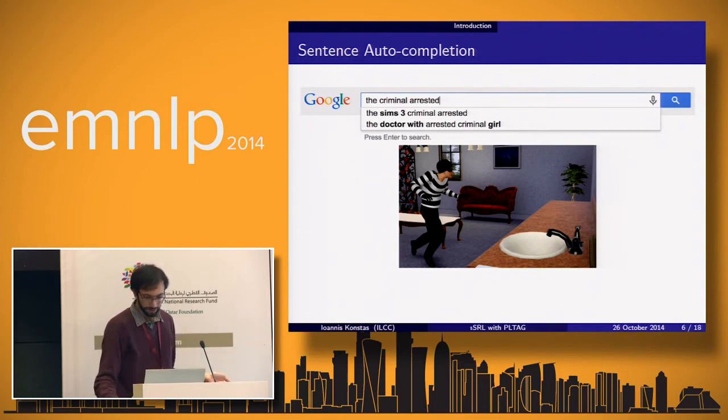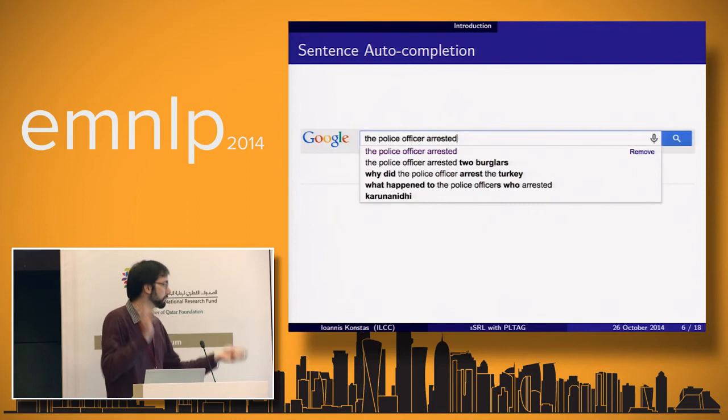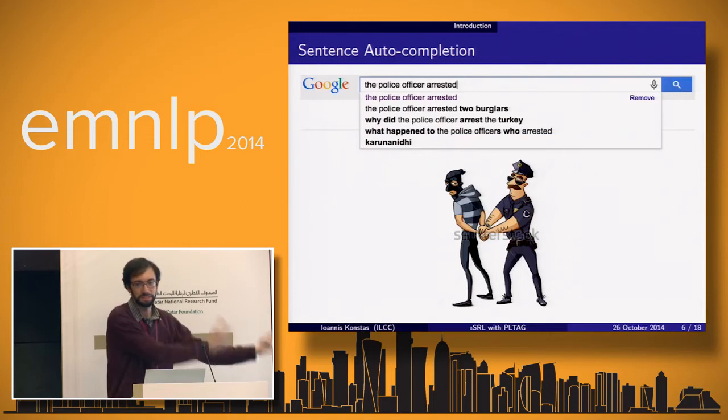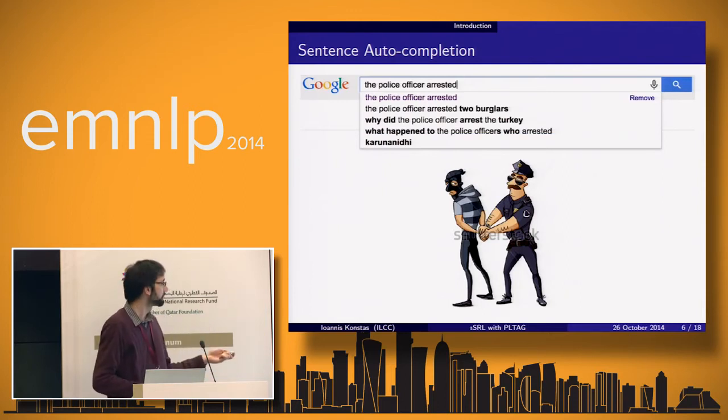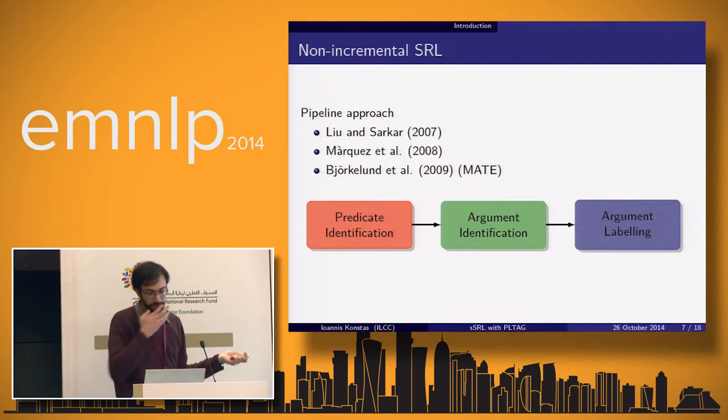Whereas, for example, if you try something similar that is syntactically in active voice, "the police officer arrested", you can see that the first hit is "the police officer arrested two burglars", which is compatible. They arrested something, which is intuitive, fair enough, and possibly because it's active voice, the n-grams were far easier to get and capture. So it would be nice to use those semantic role labels incrementally to assist us in a sentence auto-completion task. So far people have been interested in doing semantic role labeling for a full sentence.